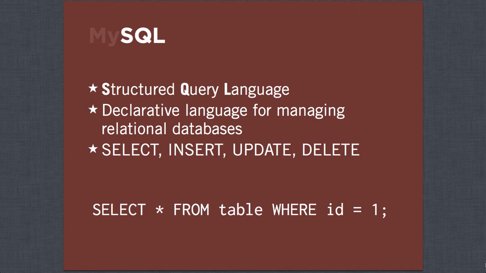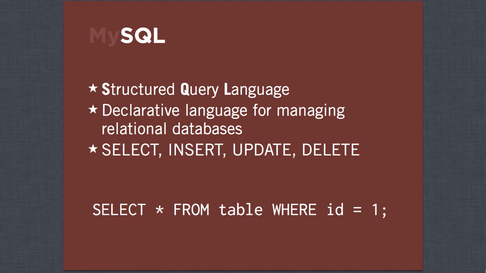And we interact with them using primarily four main commands. Select, we use that to view the data, so selecting rows of data from our tables. The insert command is what we use to put data into our tables. The update command is used to update rows that already exist, and the delete command is used to remove rows from a particular database.